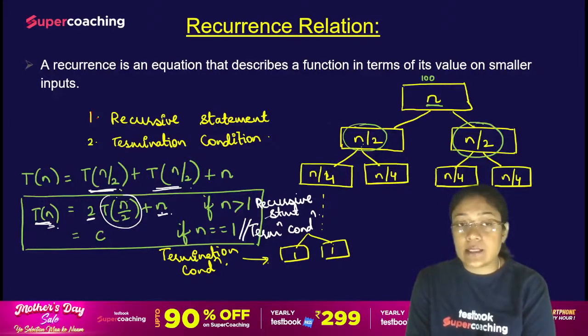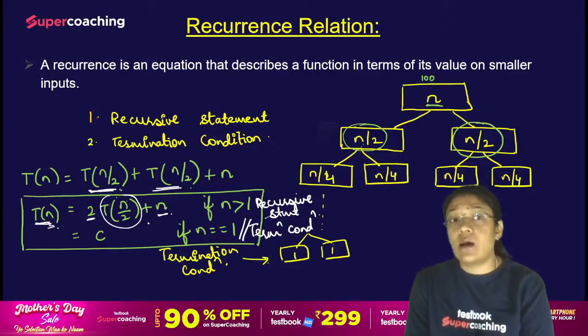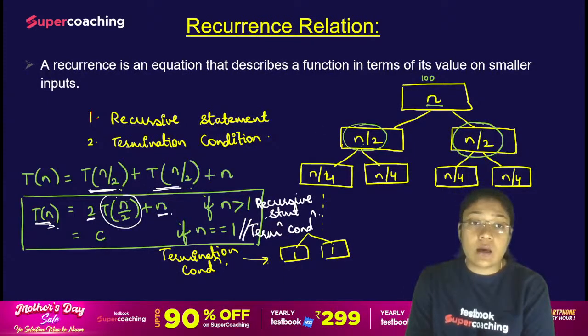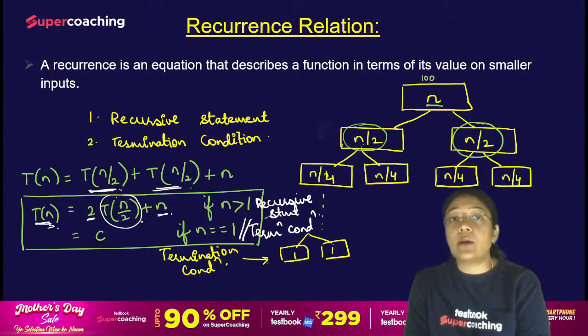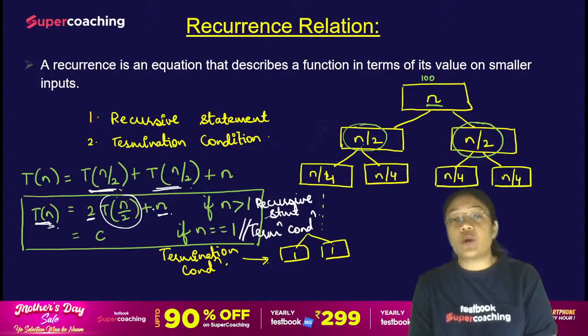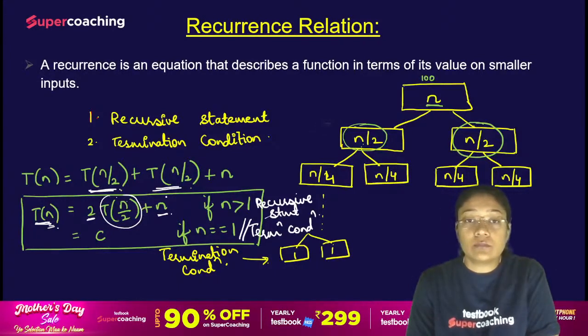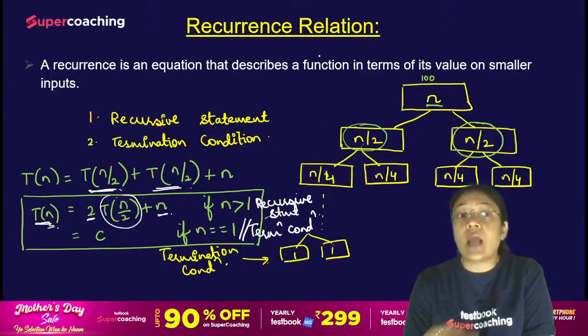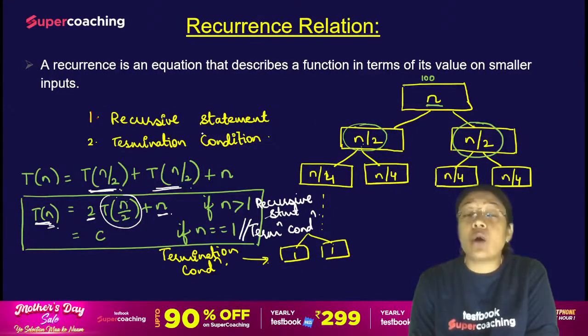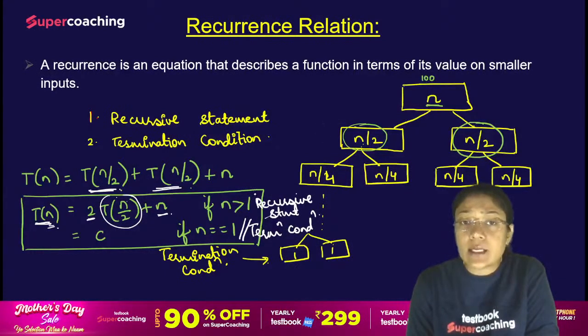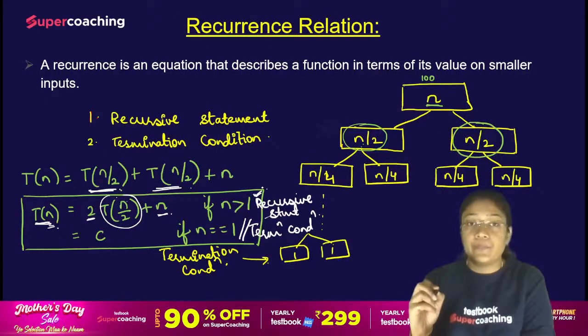Is this clear? I'll be using this recursive statement format again when we talk about the recursion tree method and the Master's theorem. I hope the overview of the recurrence relation is clear. Now the ultimate goal is to solve it. What is today's agenda? To solve a recurrence relation. So how will we solve this recurrence relation?